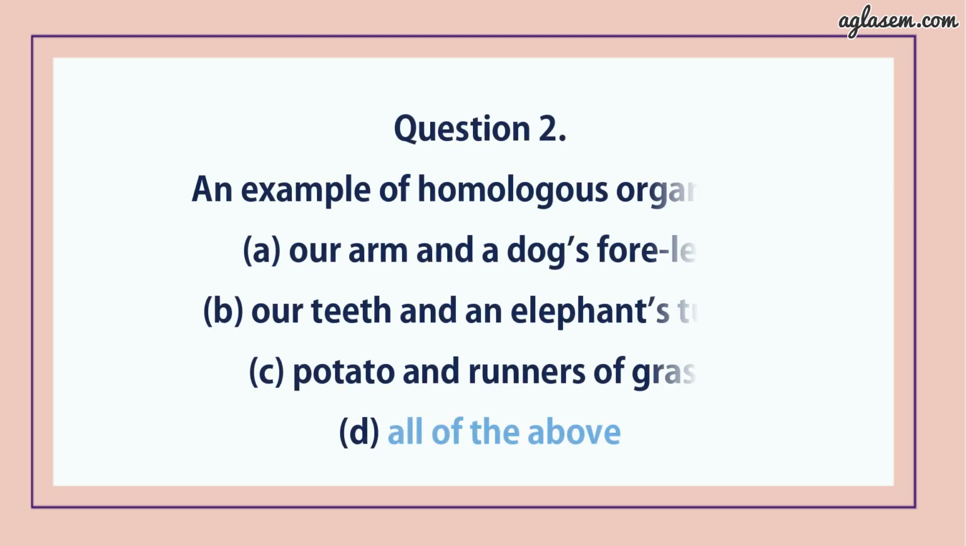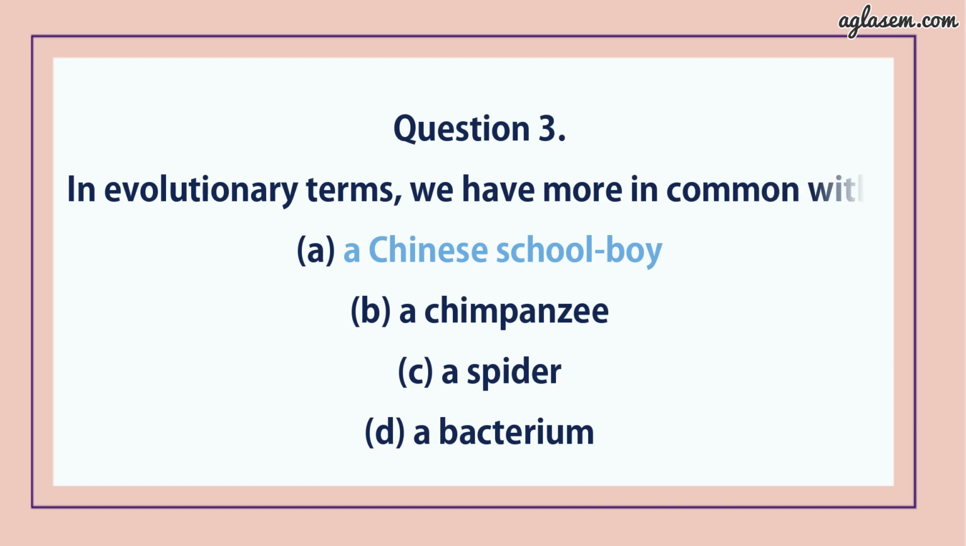Further, question number 2 says, an example of homologous organs is: A, our arm and a dog's foreleg; B, our teeth and an elephant's tusk; C, potato and runners of grass; and D, all of the above. Answer is D, that is all of the above. Further, question number 3 says, in evolution terms, we have more in common with: A, a Chinese schoolboy; B, a chimpanzee; C, a spider; and D, a bacterium. So the answer is A, that is a Chinese schoolboy.